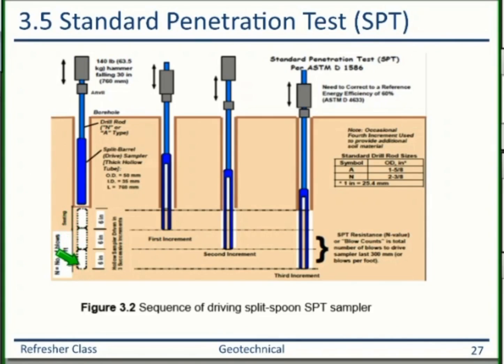Your N value is always the blow count for the second increment and the blow count required to advance the third increment. These days, we take a fourth number also. But in either case, whether it is a 3 sequence number or 4 sequence number, your N value is the blow count required to drive the second increment and third increment.